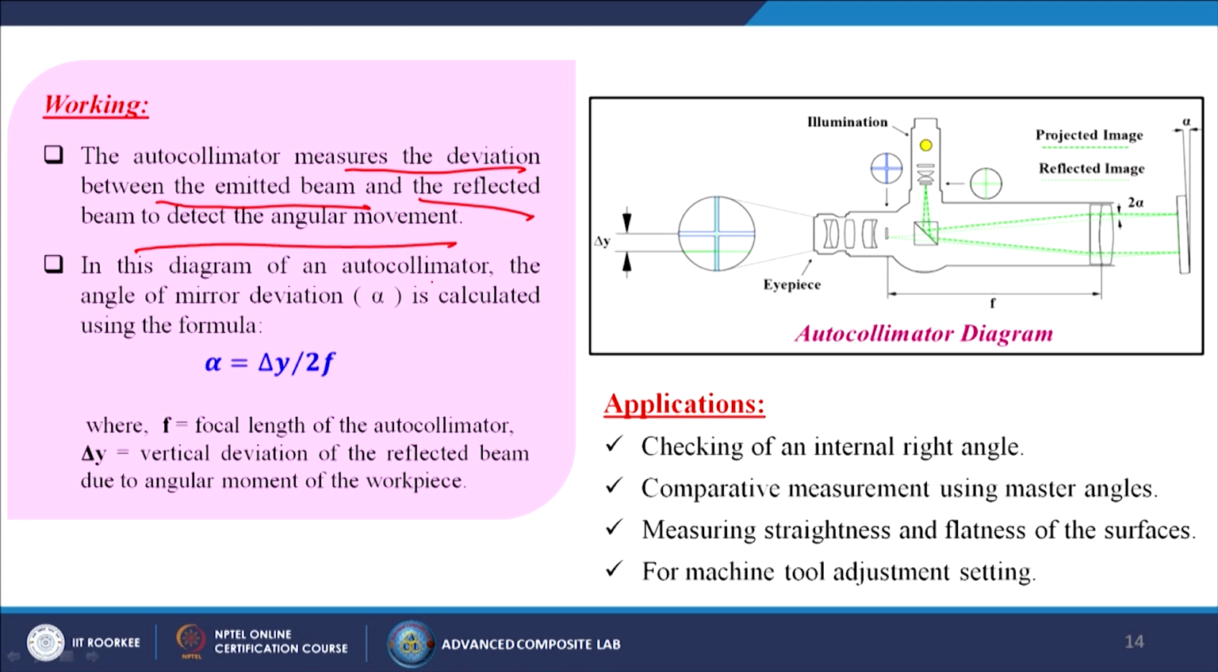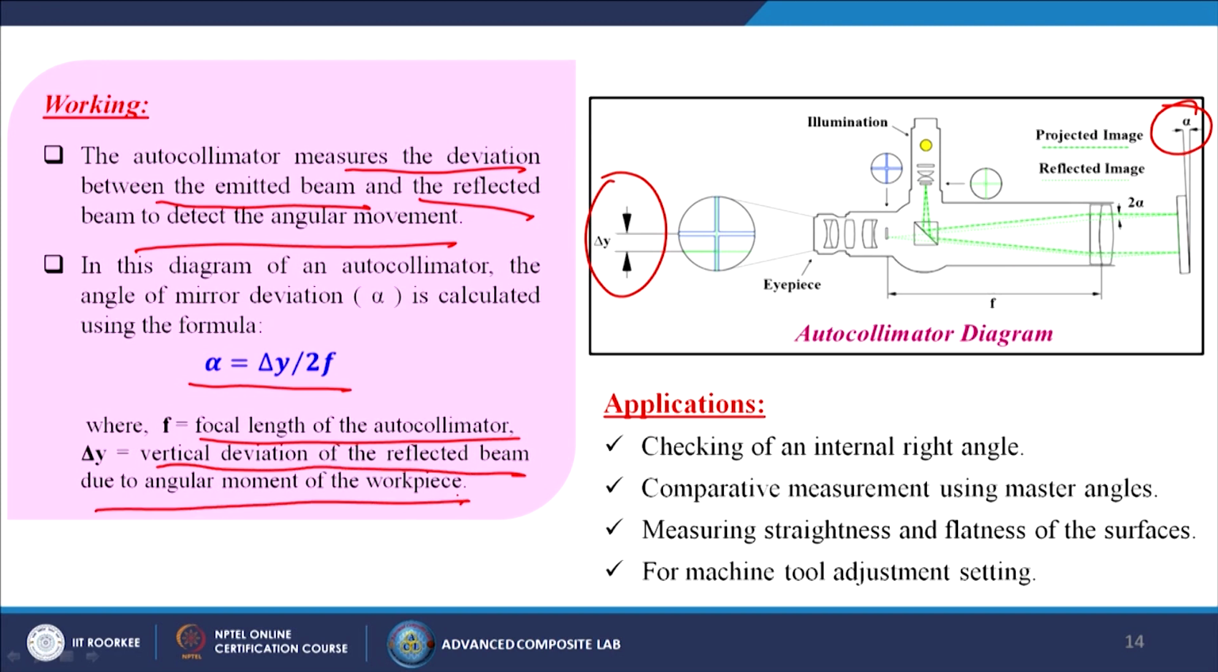In this diagram of an autocollimator, the angle of mirror deviation is alpha. So, this is the alpha over there. It is calculated using the formula alpha equals del y by 2f. What is del y? It is nothing but the deviation. f is the focal length of the autocollimator, and del y is the vertical deviation of the reflected beam due to angular movement of the workpiece. What are the applications? Checking of an internal right angle, comparative measurement using master angles, measuring straightness and flatness of surfaces for machine tool adjustment settings.